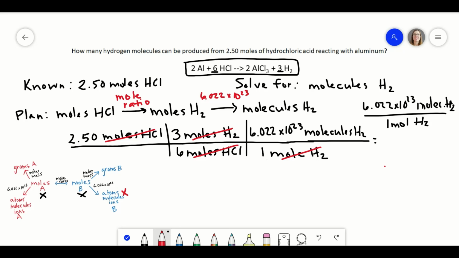And what we end up with is a fairly large number, and it would be 7.53 times 10 to the 23rd power, and the units on that would be molecules of H2. And that's our final answer.